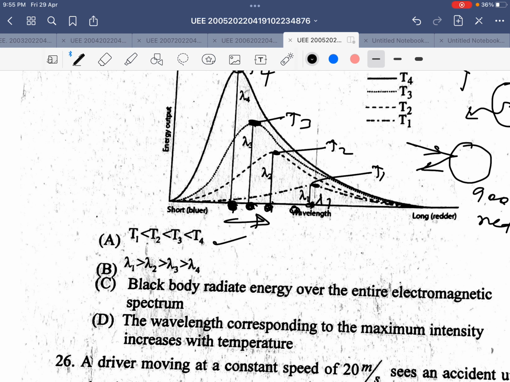Lambda 1 greater than lambda 2. Lambda 1, where is lambda 1? This one, this wavelength is greater than this wavelength.